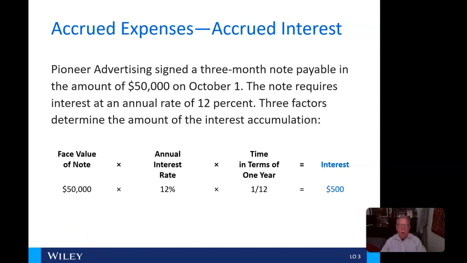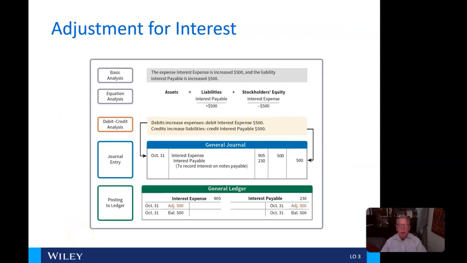So now we need to record that. And what we do is we debit interest expense in the general ledger on a journal entry and credit interest payable. Remembering that we're not paying this in cash yet. So it's going to be a payable, not cash. So don't fall into that trap.